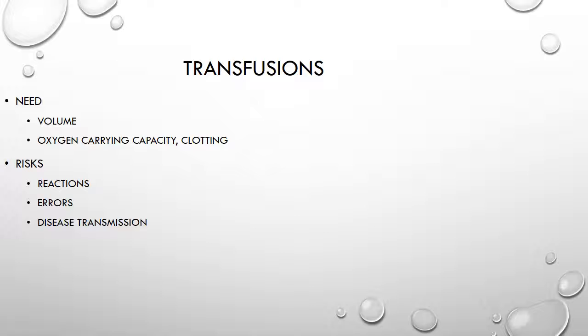All right, so when we're going to give transfusions to our patients, basically we give them when they need volume, right? They've lost blood, they need blood volume. Perhaps it's because they need oxygen carrying capacity. They need more red blood cells, right? Maybe they are anemic. They need more hemoglobin. We need to raise that up. Or perhaps they have clotting issues. Maybe they are thrombocytopenic and we need to give them a transfusion to actually raise those clotting factors.